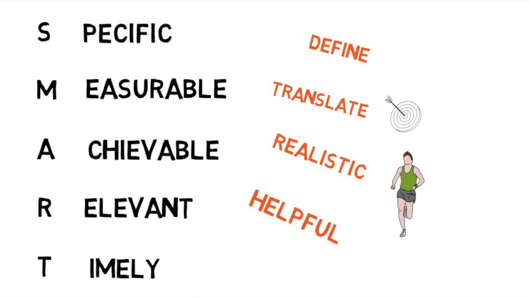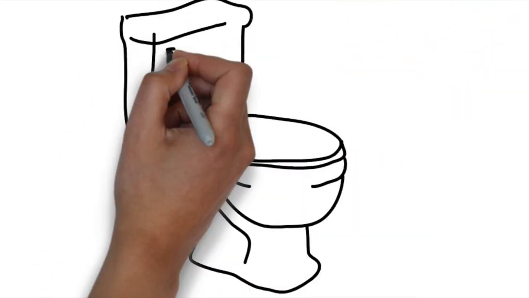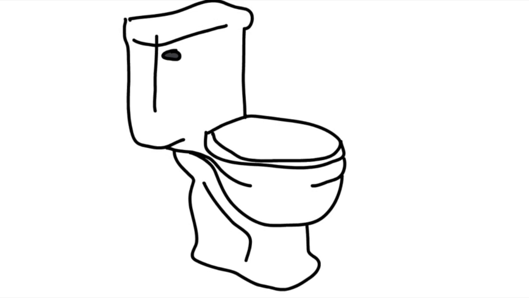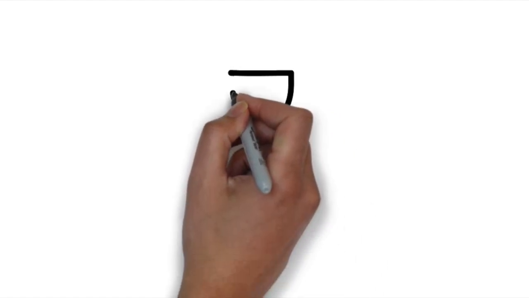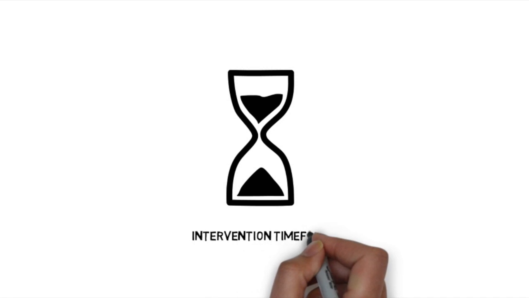Relevant means that the goal needs to actually be helpful to progressing the patient's care. If it's a patient who is able to walk around independently without any problems, the goal should not be to walk to the bathroom. It's not really a helpful goal to the patient. Timely means that we need to assign a specific period which will allow us to keep track of the progress or digression that our patient has made. It gives us a time frame for knowing if our interventions have worked.